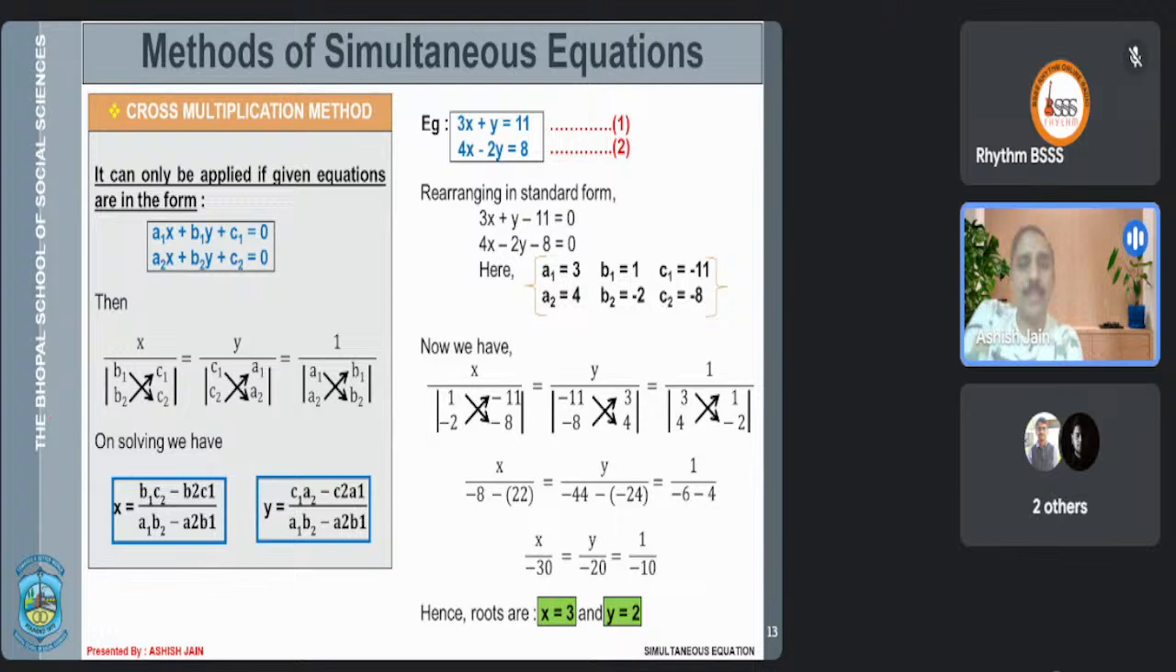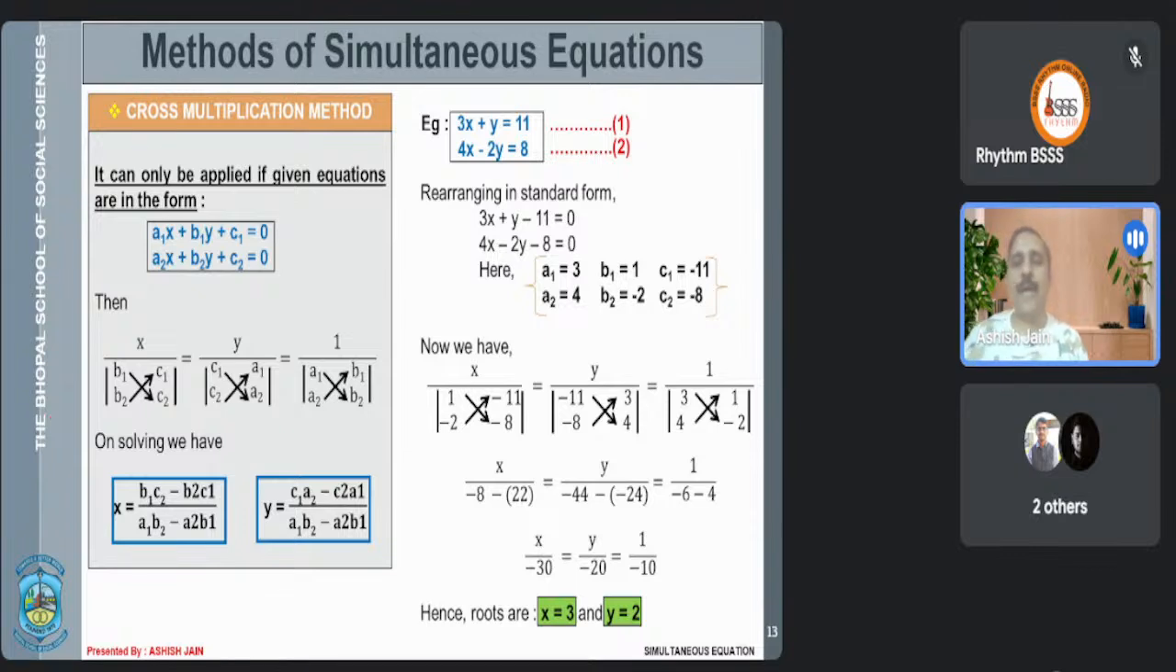Clear? Now, what we do, we'll write it like this, x upon x से coefficient छोड़ दो, हम क्या लिखेंगे? B1, B2, C1, C2. So the value of B1 is 1, B2 is minus 2, C1 is minus 11, C2 is minus 8. We put a cross sign like this and enclose this in bars.